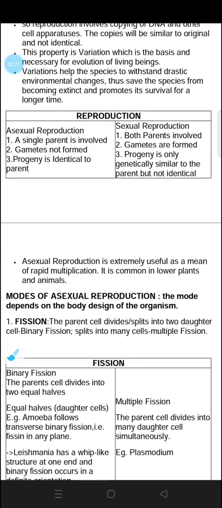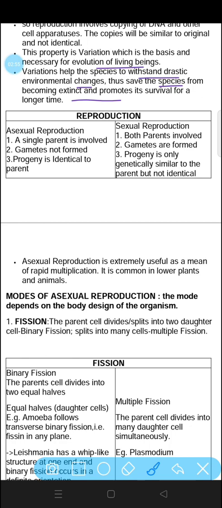This property is variation, which is the basis and necessary for evolution of living beings. Reproduction is necessary for the evolution of living beings. Variation helps the species to withstand drastic environmental changes, thus saving the species from becoming extinct and promoting its survival for a longer time. So variation also helps us deal with the drastic changes taking place in our environment, and we can save our species from getting extinct.